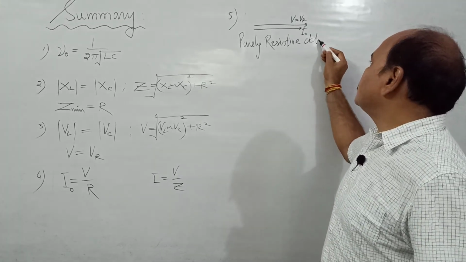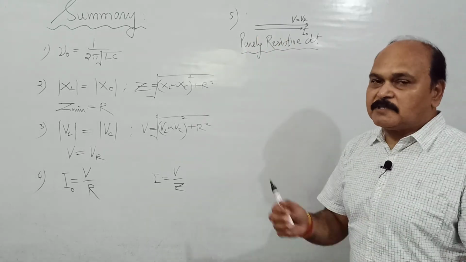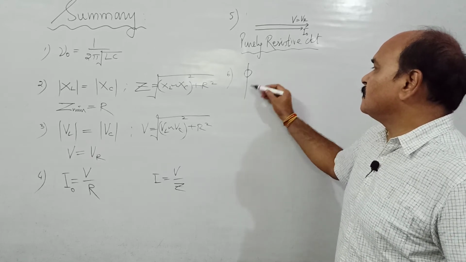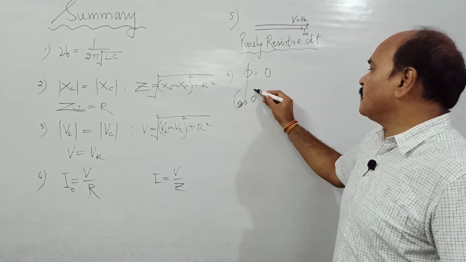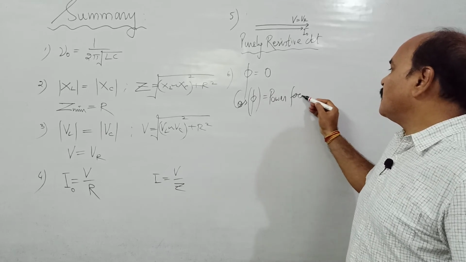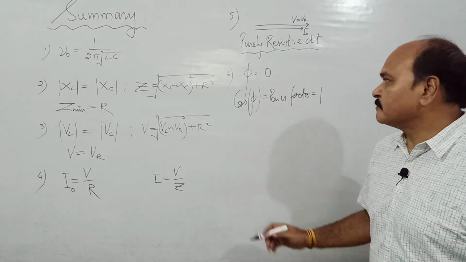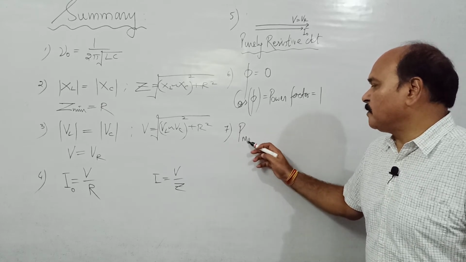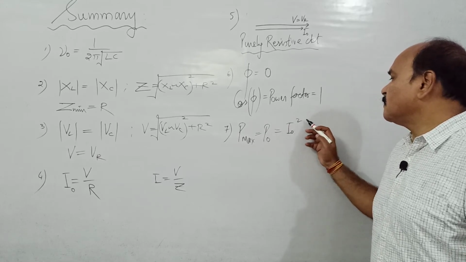So in LCR series resonance, the nature of the circuit is resistive. The phase difference between voltage and current is zero. As a result, the power factor, which is cos phi, has its maximum value, and that is 1. Cos of 0 is 1. The power dissipated across the circuit is maximum, and that power dissipated is I naught square into R.